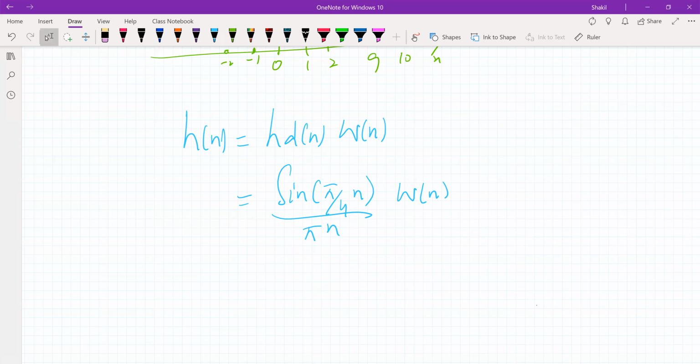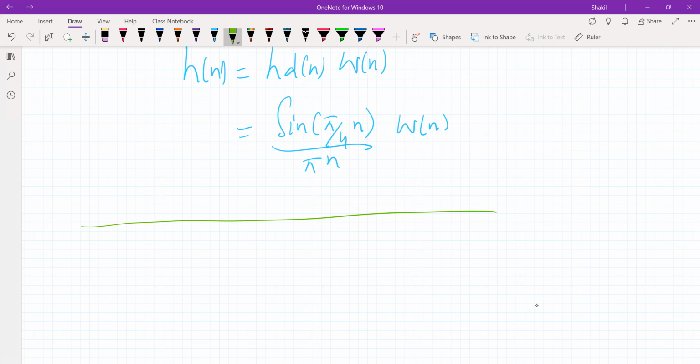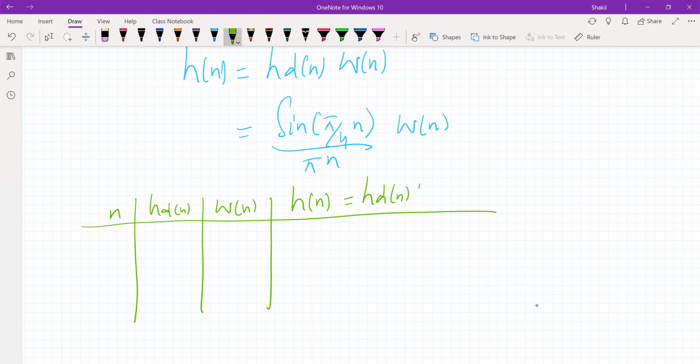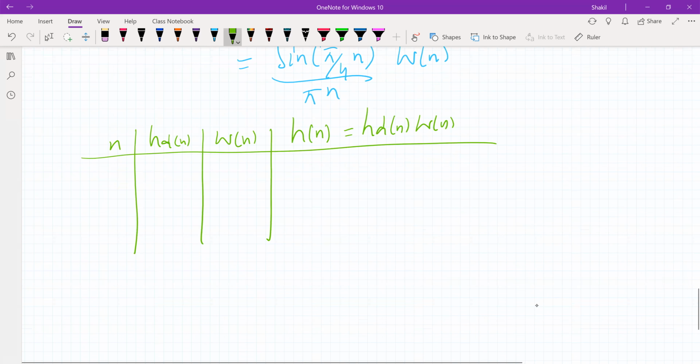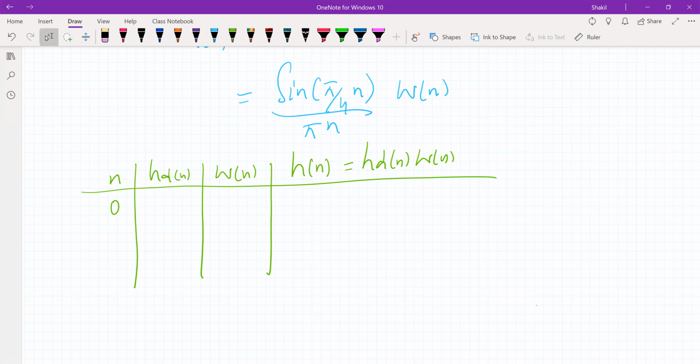Now you have to compute the values of this. So you will write the values like this. These are the values of n, these are the values of hd of n, these are the values of w of n. Then you will see the values of h of n, which is equal to hd of n multiplied by w of n, right? So you will try to get the values. From n equal to 0, you can get the value of hd of n.